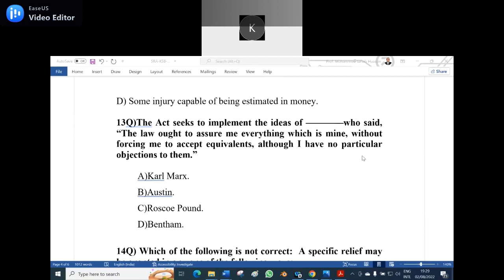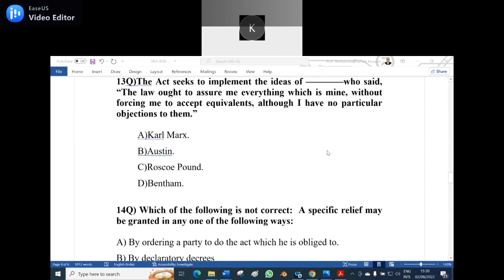This act is based on one of the following quotations of eminent persons. Option B. Option D is the right answer. It is Bentham. Now, 14th question.